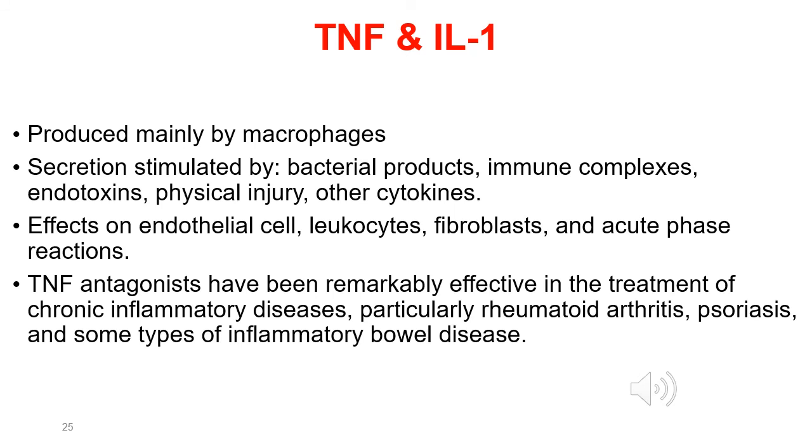So tumor necrosis factor and interleukin 1 are produced mainly by macrophages. Their secretion is stimulated by bacterial products, immune complexes, endotoxins, physical injuries, or other cytokines. They exert their effect on endothelial cells, leukocytes, fibroblasts, and acute phase reactions. Tumor necrosis factor antagonists have been remarkably effective in the treatment of chronic inflammatory diseases, particularly rheumatoid arthritis, psoriasis, and some types of inflammatory bowel disease.